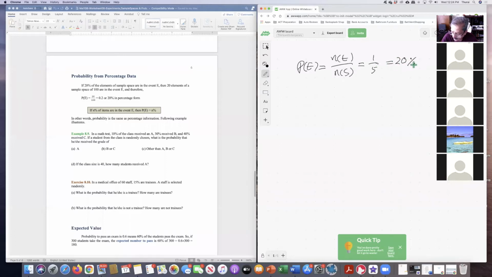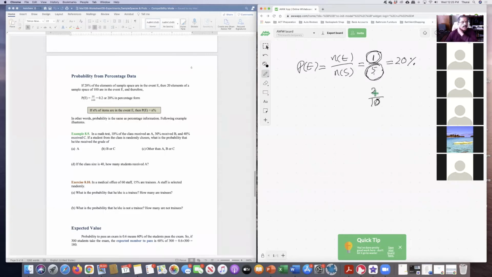And if we convert it to decimal form, it's equal to 20%. So when I say 20% is the probability, it's the same as saying 20% of the sample space is in the event. That's basically what it means. The ratio is 20%. If the sample space has 5, there will be 1 element in the event. If the sample space has 10, there will be 2. The ratio is still 20%. So that's what it means.